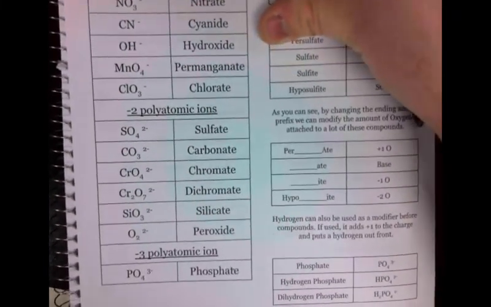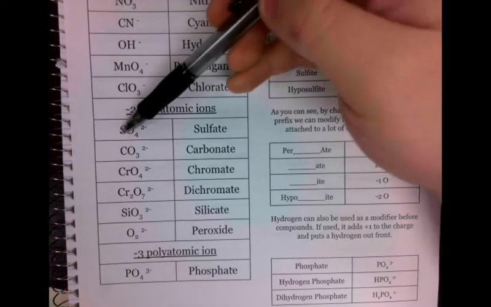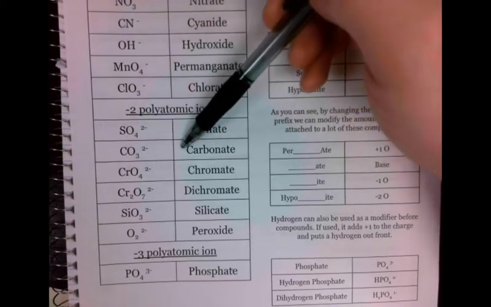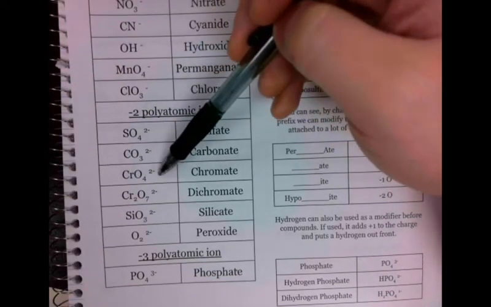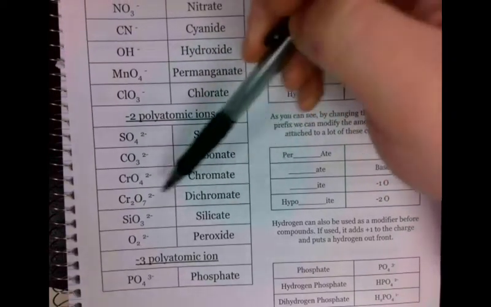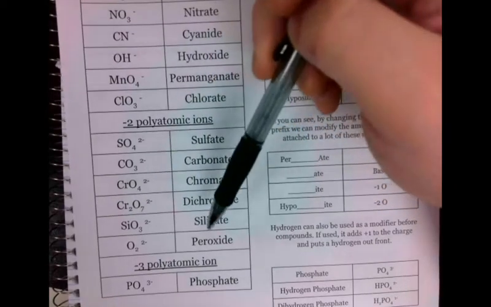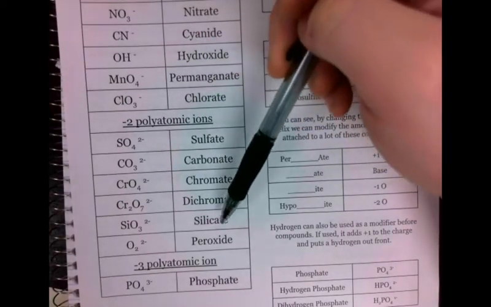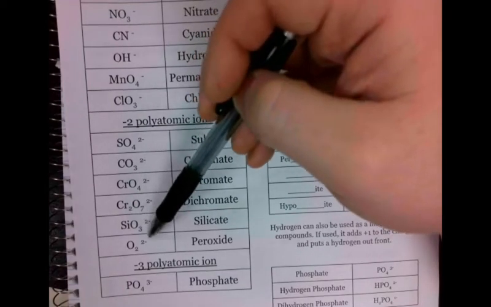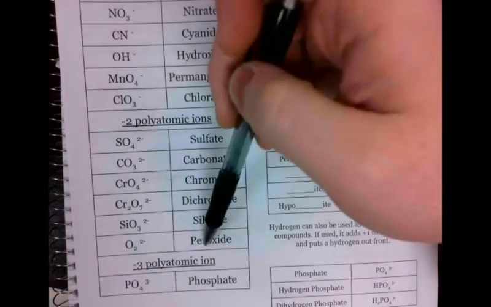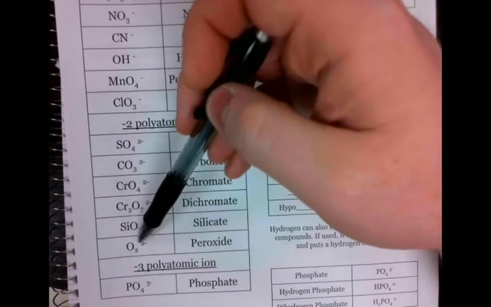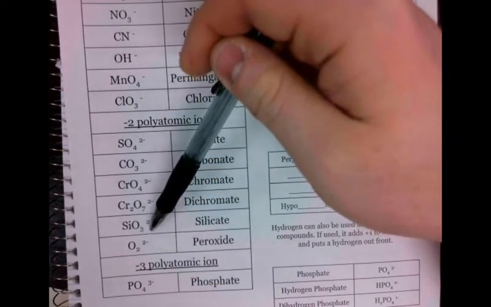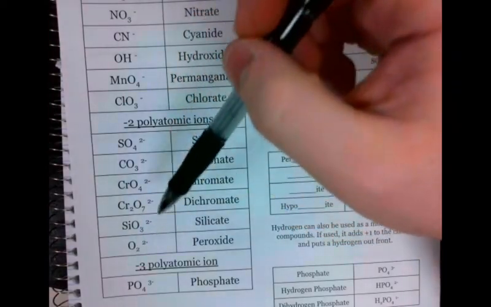Then we've got our -2 polyatomics. Sulfate is SO4 with a 2-. Carbonate is CO3 with a 2-. Chromate is CrO4 with a 2-. Dichromate is Cr2O7 with a 2-. Silicate, or silicates, because we've been pronouncing all these as 8s, is SiO3 with a 2-. And then peroxide is a little bit weird. It's O2 with a 2-. Normally oxygen by itself has a -2 charge, but peroxide is a special case.